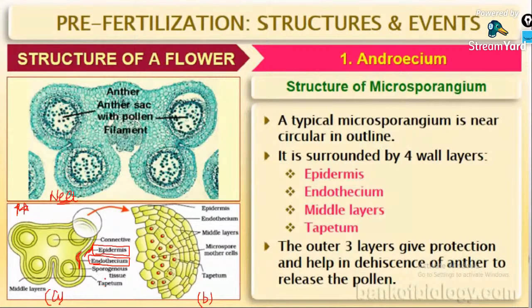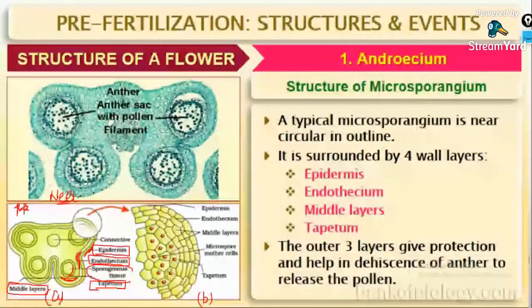Then this inner layer, this is the middle layer. This layer you will call the middle layers. Then this is the innermost layer, which you will call the tapetum. And inner to the tapetum you have one more tissue, which you will call the sporogenous tissue. That is all about your diagram number A.